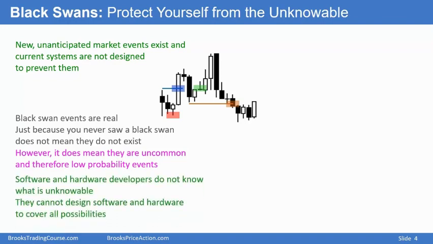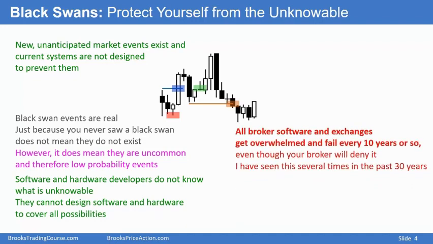Nobody knows the unknowable. The software developers, the hardware developers, the developers who create the equipment used by the exchanges, by your broker, by you. Nobody knows what is unknowable, and therefore nobody can design software and hardware to cover every possible thing that can happen, including black swans. All brokers get overwhelmed, all exchanges get overwhelmed and fail every 10 years or so. If you talk to your broker, they'll totally deny it. They'll say, oh no, we got really smart people, we have the world's best equipment, it can never happen. But I've seen it happen many times in my 30 years of trading.